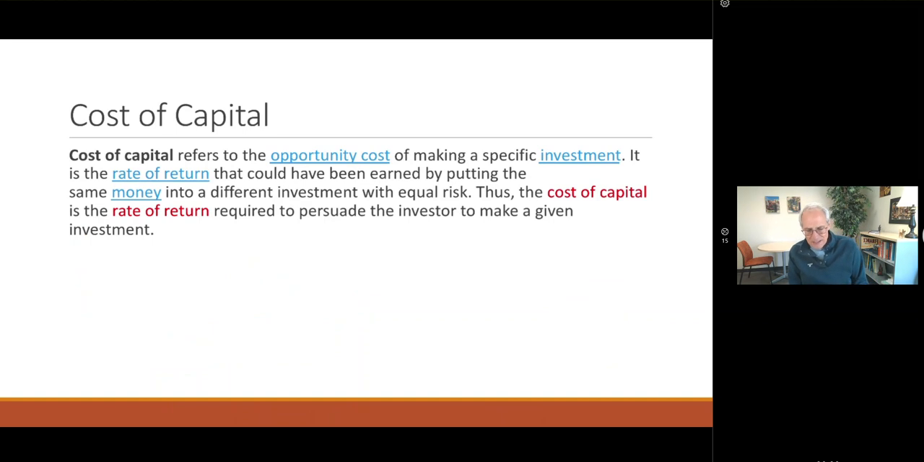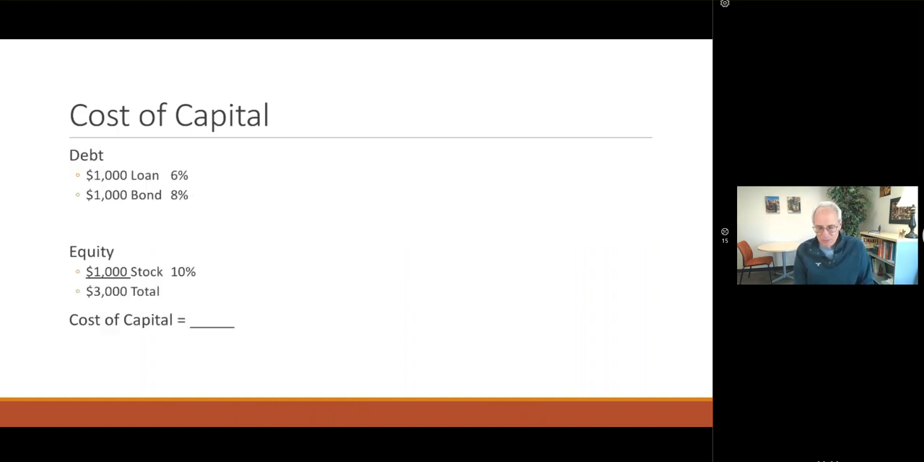So once again, here's a definition. You can pause it. I'm not going to read the whole thing, but it just gives you a little bit different way maybe of explaining what the cost of capital is. Now, I'm going to give you another example here of cost of capital. I mentioned this a minute ago, but here's a real simple way of how you would calculate it. Let's assume that we got a $1,000 loan, we sold a $1,000 bond, and we sold $1,000 worth of stock. So we raised $3,000, all equal amounts.